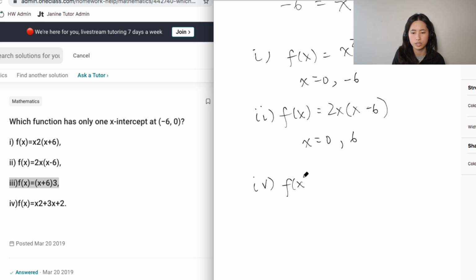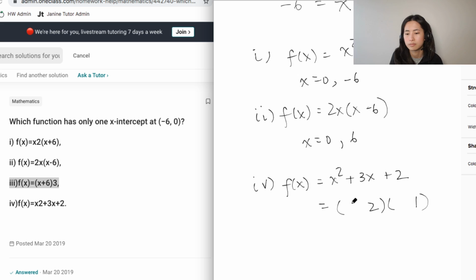And then if you take a look at number 4, this is f of x, which is equal to x squared plus 3x plus 2, right? If you try to factor this, maybe we can have 2 and 1. It's either you apply the quadratic formula or you think of two factors that you can multiply to, however when you add them together, you get 3. So if you have 2 and 1, that's going to work. So if you have positive 2 and positive 1, this might work.